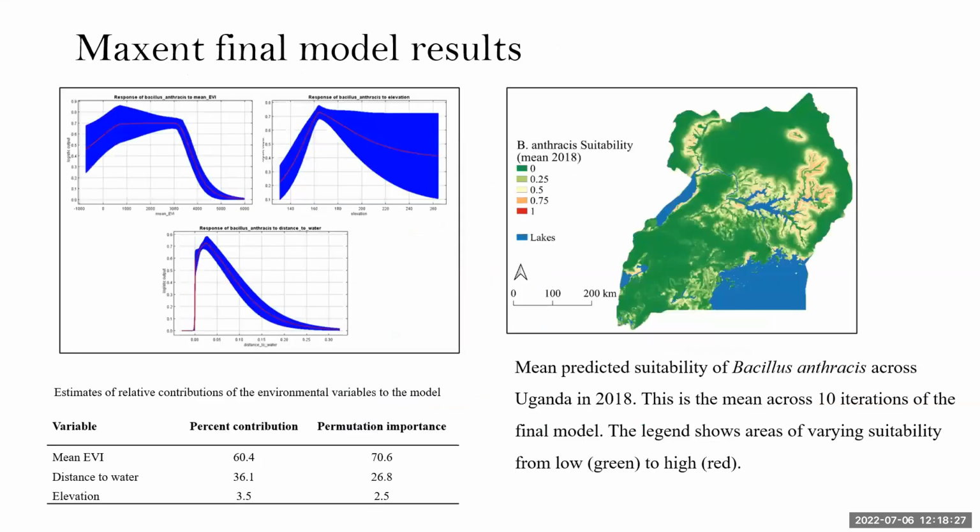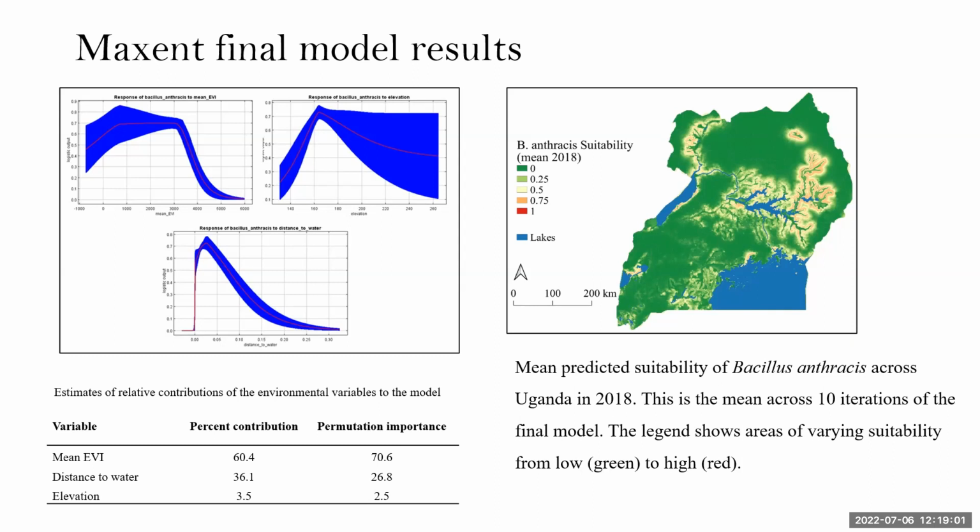So out of all the 3 environmental predictors that I used, Mean AVI and distance to water bodies contributed the most towards predicting anthrax suitability. And elevation had a smaller contribution towards the final model prediction. The bacteria tends to exist closer to water bodies at an elevation of between 42 to 253 meters above sea level, and a mean AVI of negative 174 to 5,400.